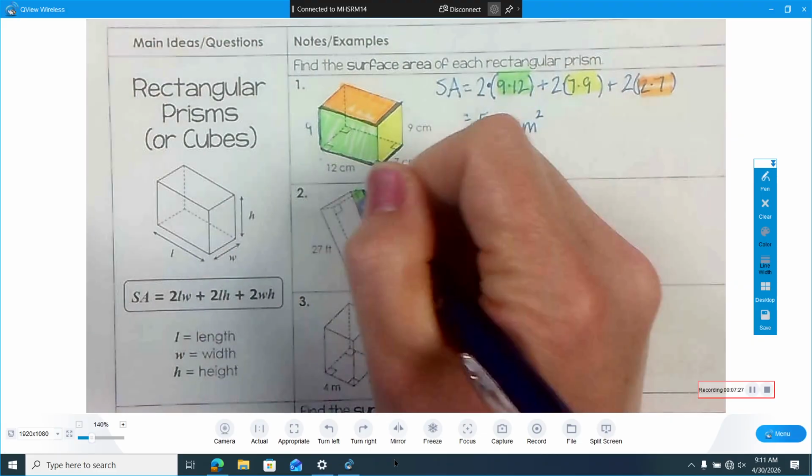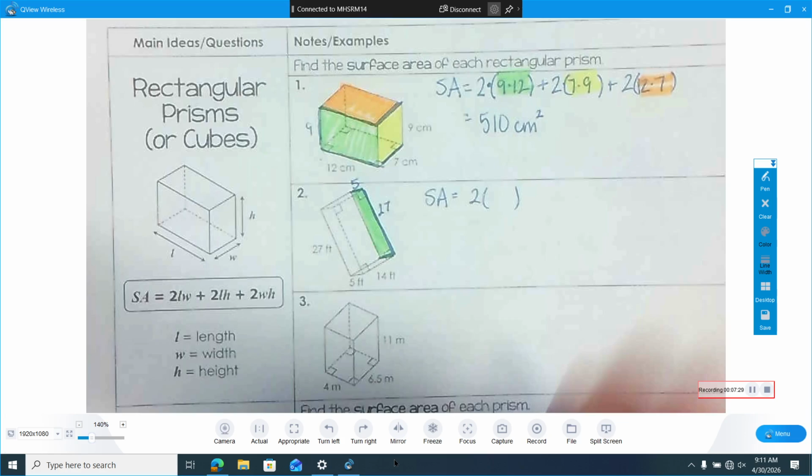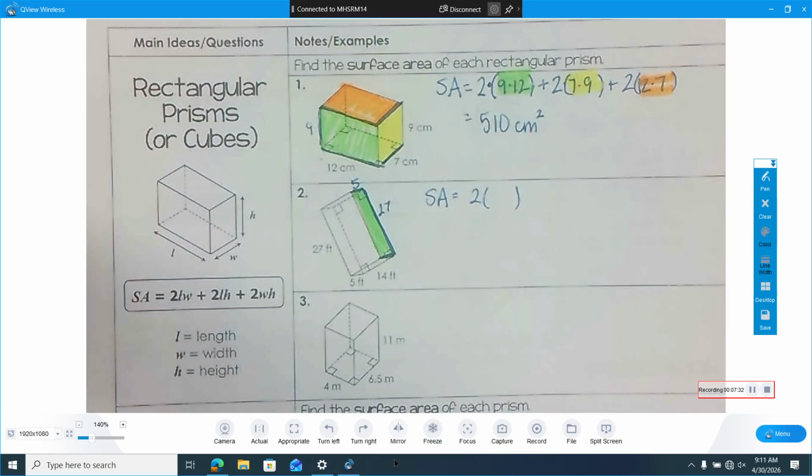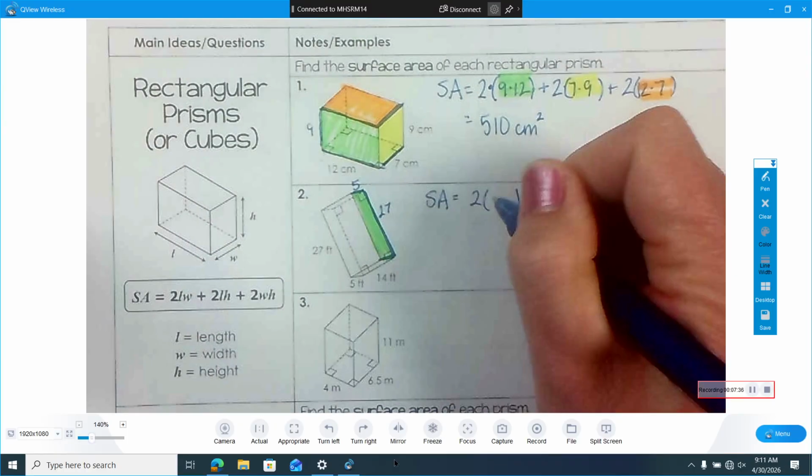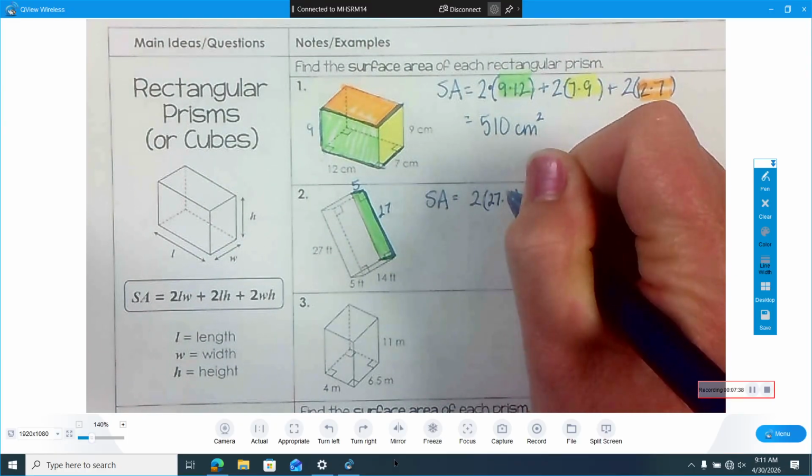5 is correct, yeah. That's a little hard to see from the picture because it's so small, but the 5 is definitely the short edge, the 14 is longer, so that's going to be 27 times 5.